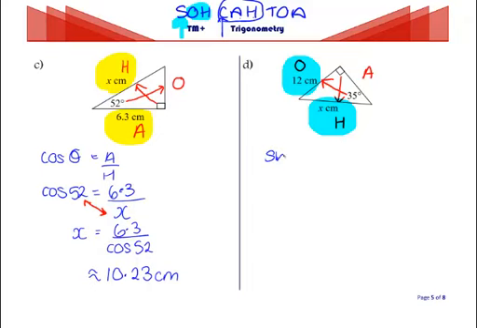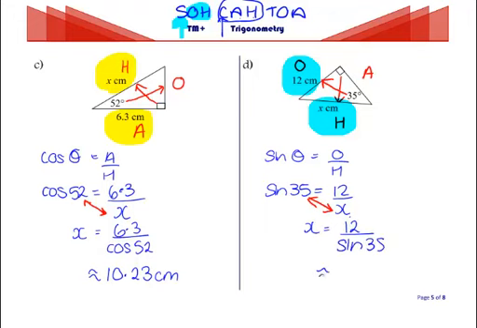So I write sine theta equals O over H. Sine 35 equals my opposite, which is 12, over my hypotenuse, which is x. The x is on the bottom, so we swap. So now I've got x equals 12 over sine 35. Plug that into my calculator and I get approximately 20.92 centimeters.